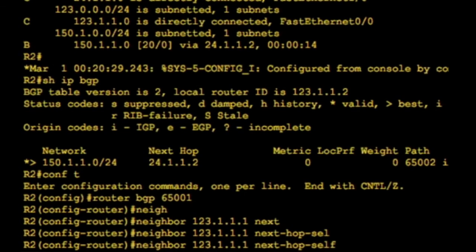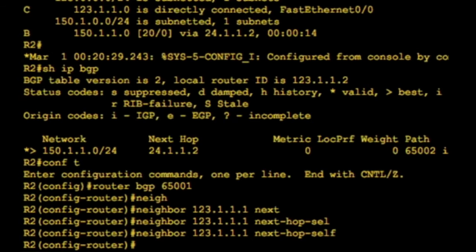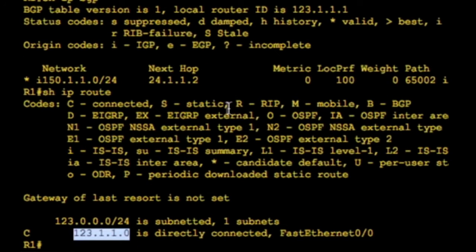That's all we do. So now we're saying that when we're talking to neighbor 123.111, change anything that I give it from the next hop learned by me to my next hop, to my IP address, I beg your pardon. So it converts the next hop in the BGP information to me.